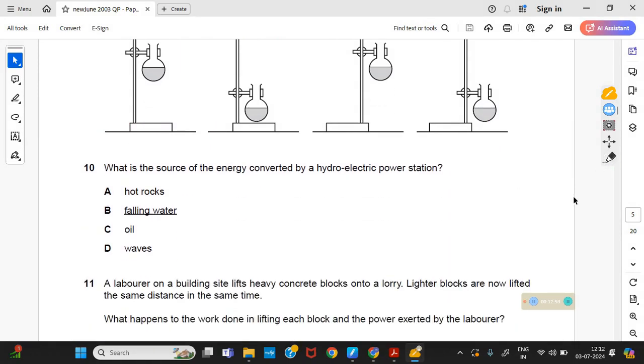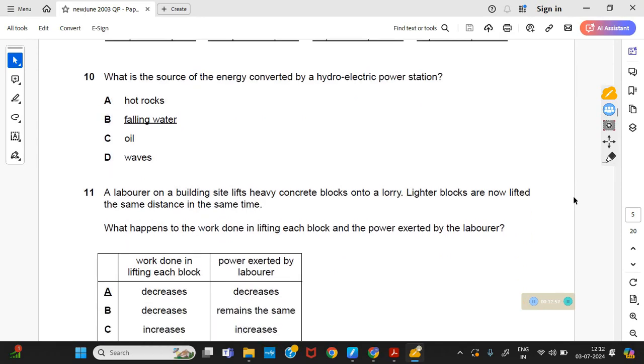What is the source of energy converted by a hydroelectric power station? It's not boiling water, that's a very obvious answer. It's hydroelectric power.